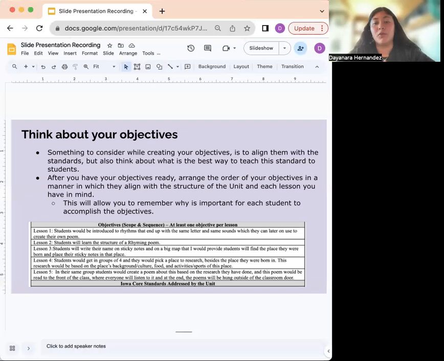For my lesson, for lesson one, students will be introduced into rhyming poems. And then lesson two will have students learn the structure of a rhyming poem. Lesson three will connect rhyming poem with culture. And then for lesson four, students will be in a group and they will do a research on a place and its cultural background, food, activities, etc. And for lesson five, a student will create a poem as a group and share it with the whole class.